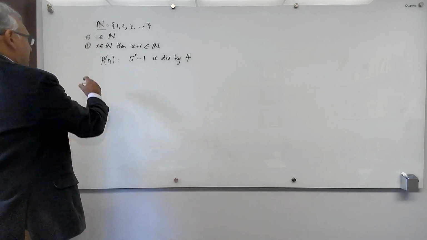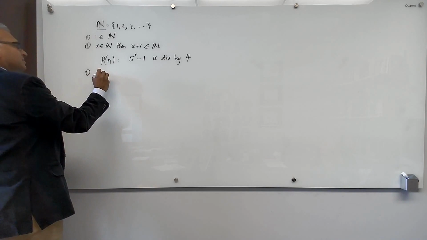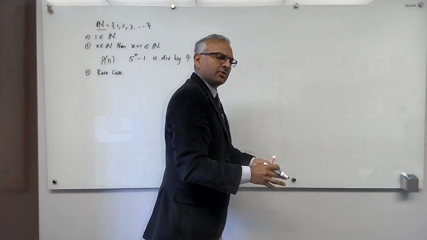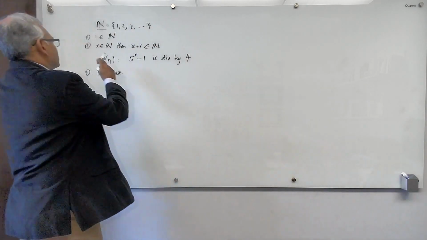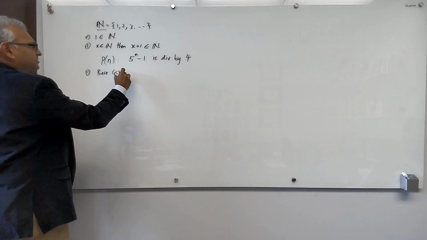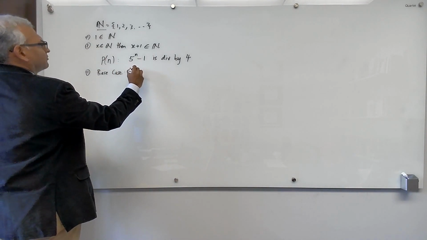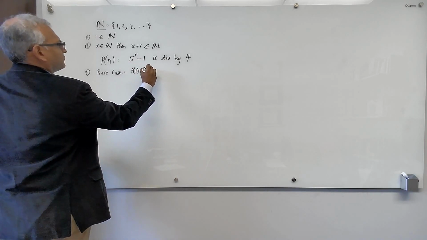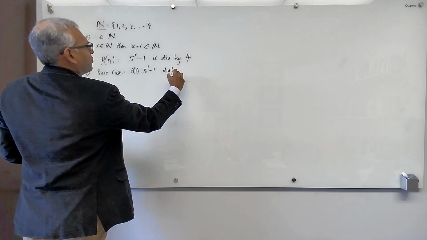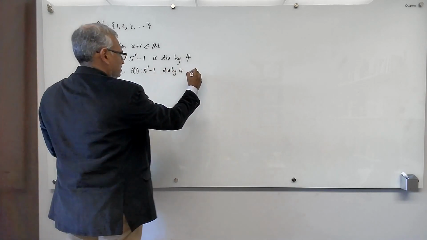Structural induction. Step 1. Prove that the primordial ancestor has this property. So base case. You can use structural induction for any recursively defined set to prove that all the elements of that set have some property. Base case, so n equals 1. P of 1 is the claim that 5 to the 1 minus 1 is divisible by 4. Well, 5 to the 1 minus 1 is just 4. 4 is divisible by 4? Of course.